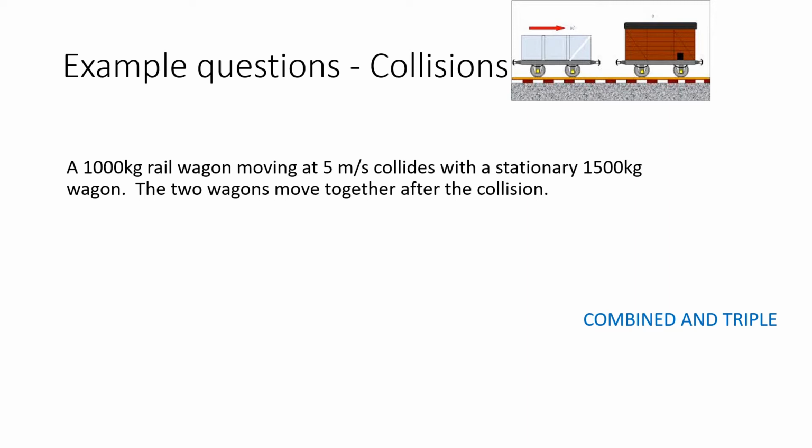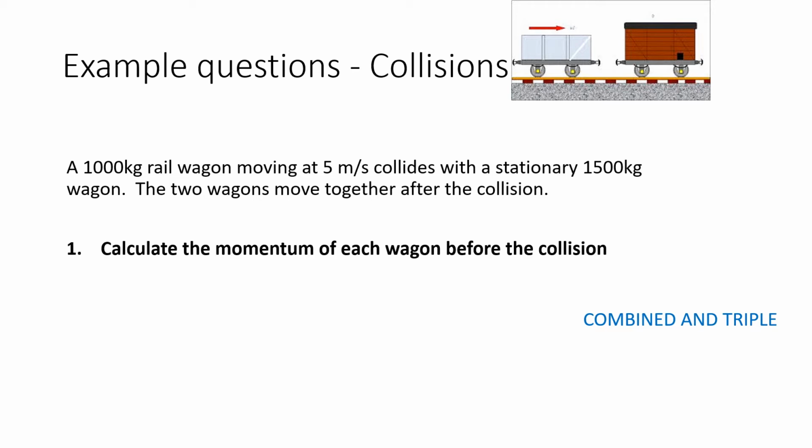Here's an example of a railway wagon moving at 5 meters per second and colliding with a stationary, not moving, 1,500 kilogram wagon, and the two wagons move together after the collision. The first question asks you to calculate the momentum of each wagon before the collision. This could be on a combined or a triple paper. It's just calculating the momentum using mass times velocity.